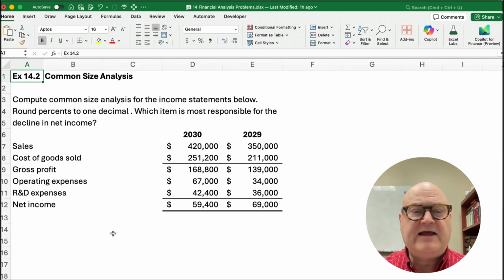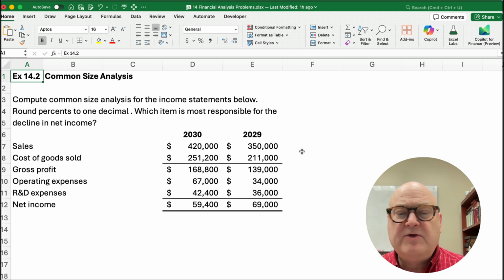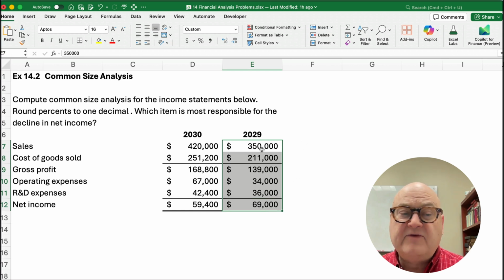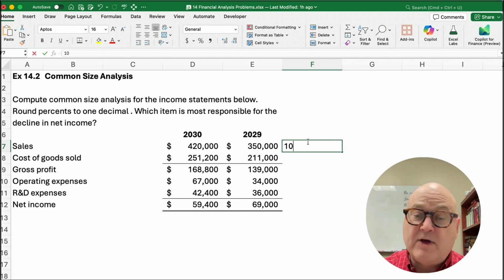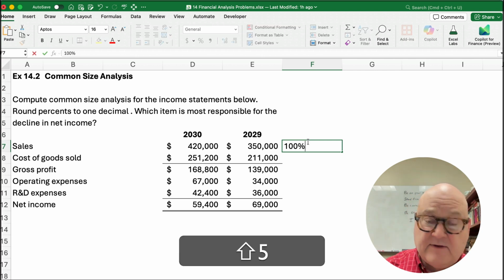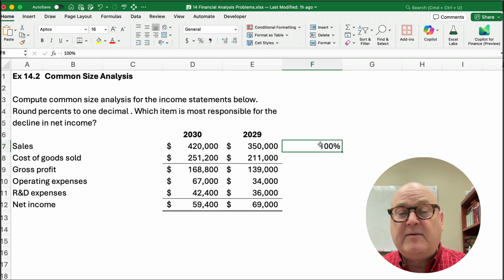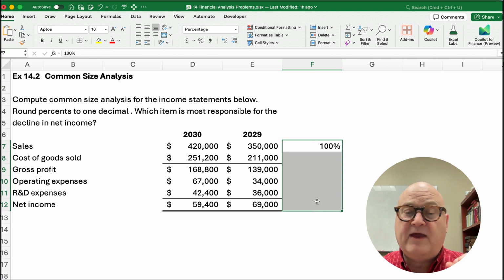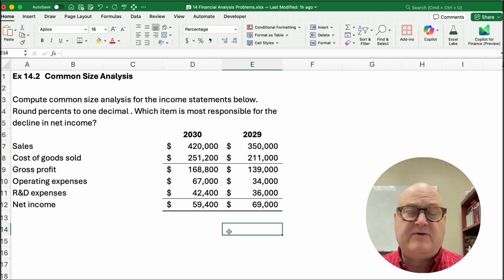So common size analysis says, look, for an income statement, what we're going to do is divide everything in this column by the sales. So this essentially will be 100%. So then everything will be a percent of that total sales. Okay, so we'll show you how this works.